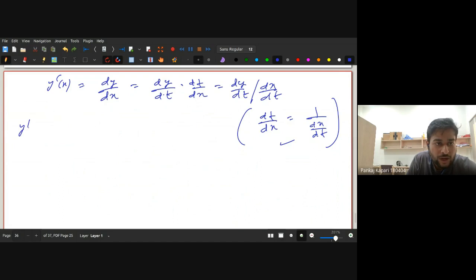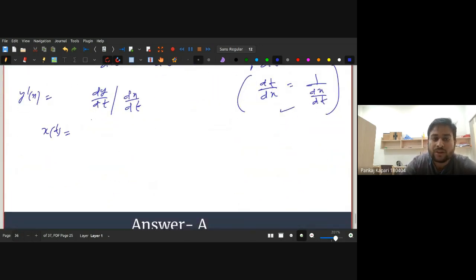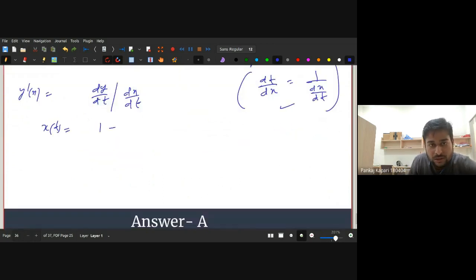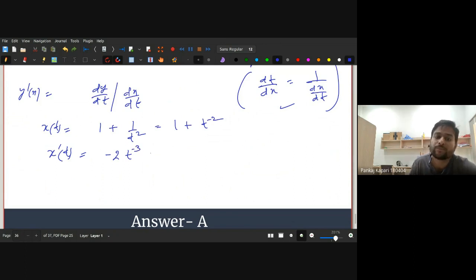Okay, so therefore y prime of x, if you want to find out, then you have to divide dy over dt by dx over dt, and therefore we have to find the derivative of x and y with respect to t. Okay, so what is x of t? x of t is 1 plus 1 over t square. What is its derivative? You can write that as 1 plus t to the power minus 2. So the derivative of 1 is 0, and for t to the power minus 2, its derivative is minus 2 times t to the power minus 3, right? Applying the rules of derivatives of power functions.